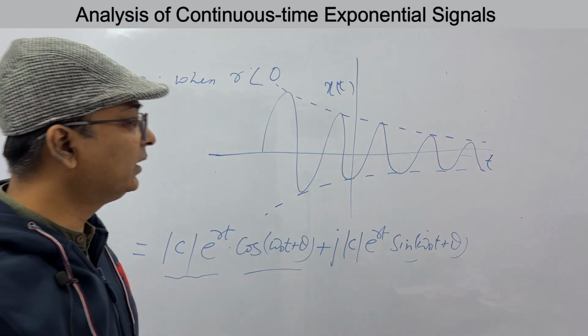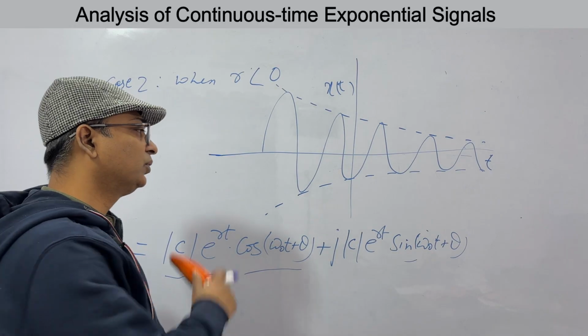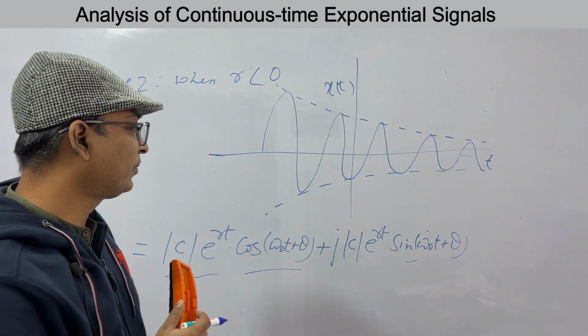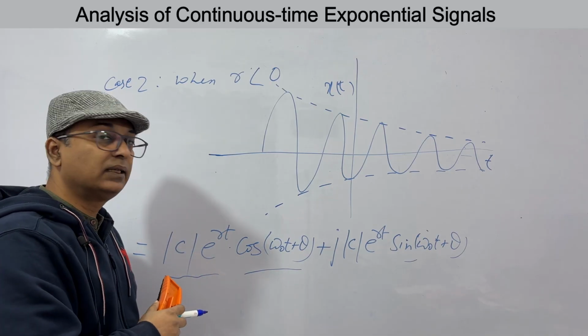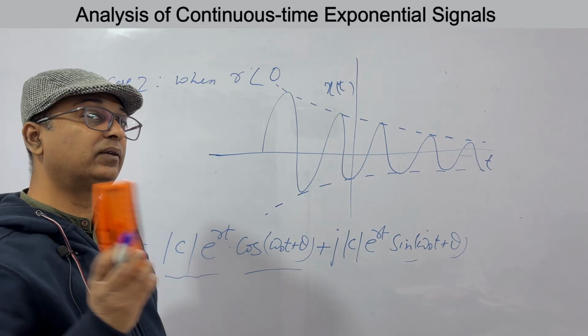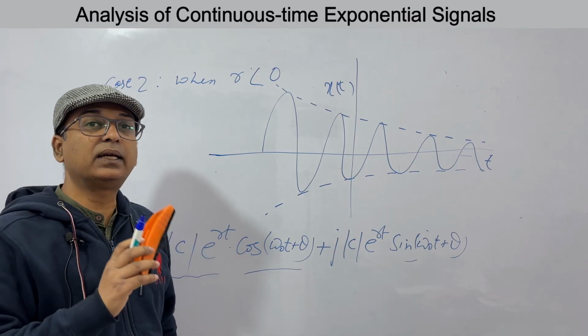So this is when both c and a are complex. So we have analyzed many signals. In the next lesson, we'll see this same analysis for discrete signals. Okay, and then we'll enter into systems, linear time invariant systems.